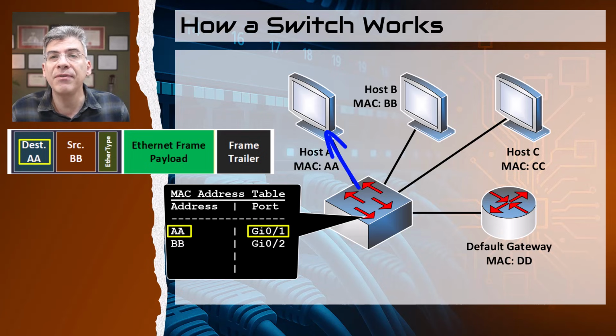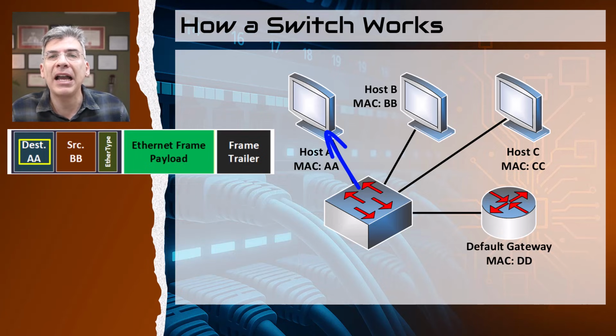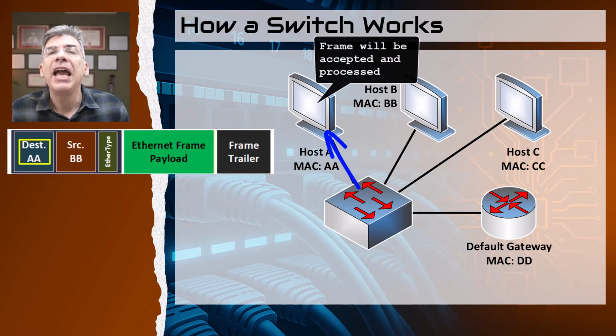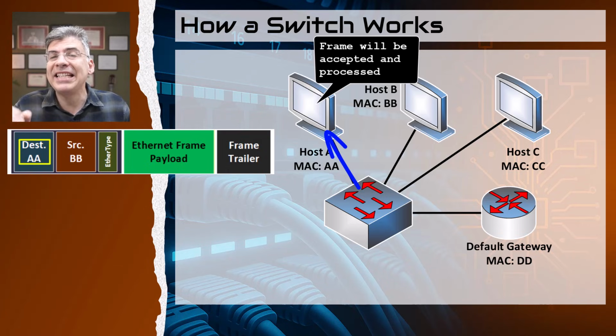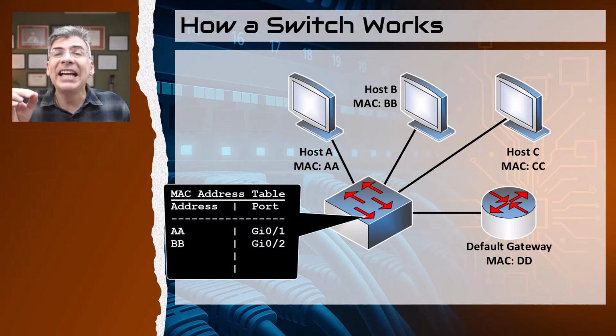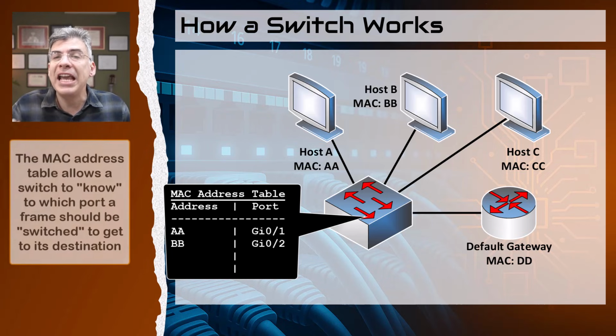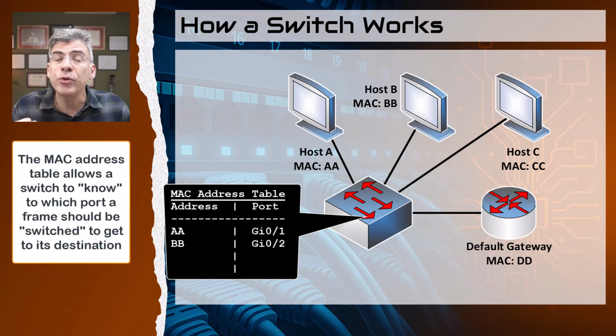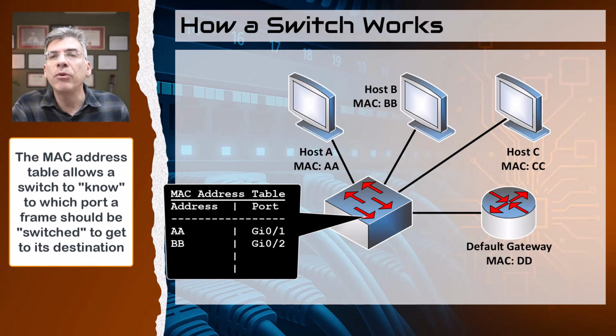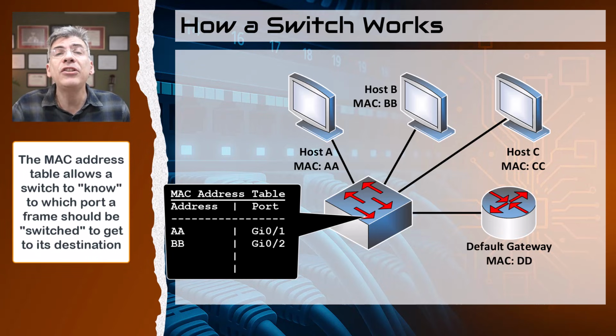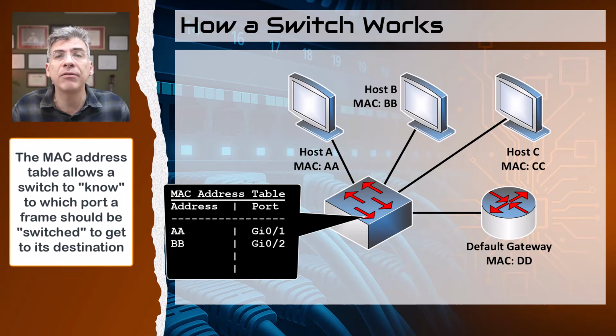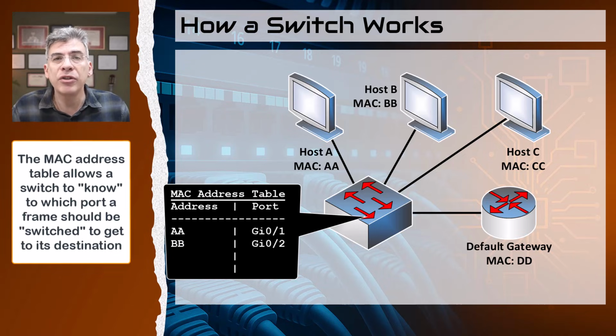Host A receives the frame, examines the destination MAC address, sees that it belongs to itself, and it decapsulates and processes it. Now, the magic is in this MAC address table. It allows the switch to perform switching. It allows the switch to take a frame, know where it has to switch it to, and send it out of the corresponding port without the need to broadcast every single frame that comes in to the switch.